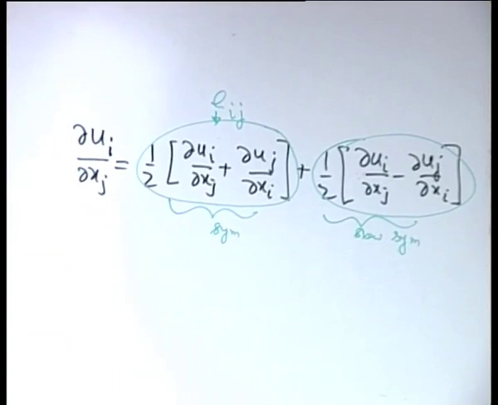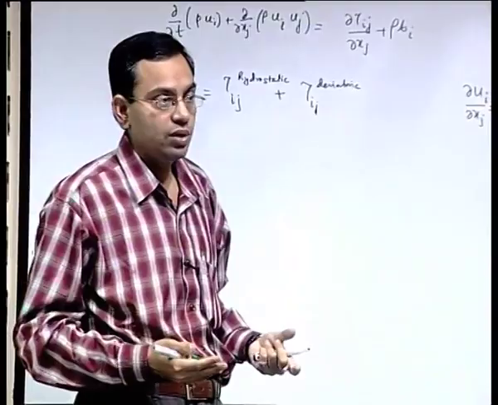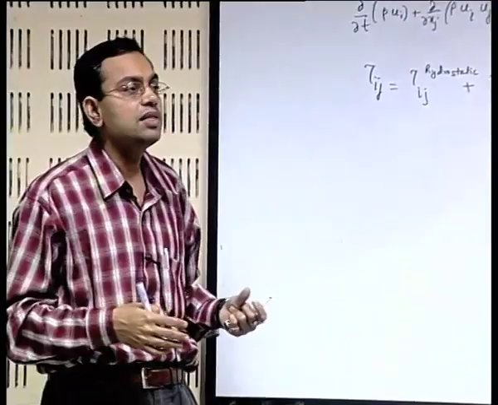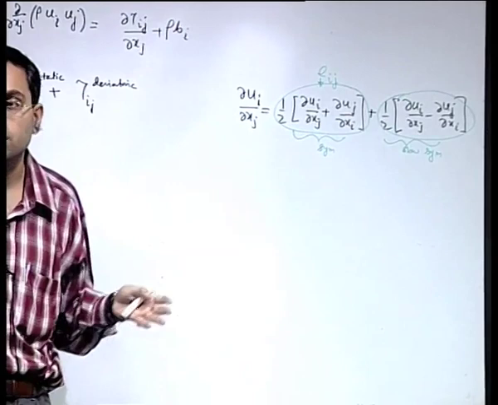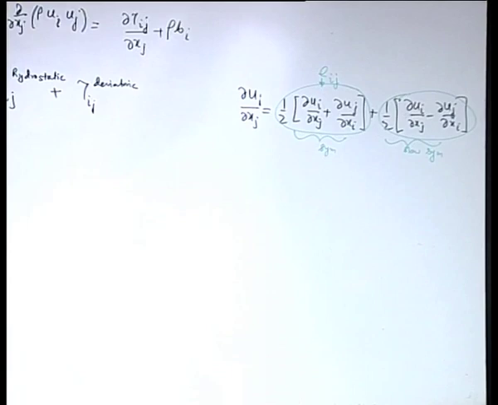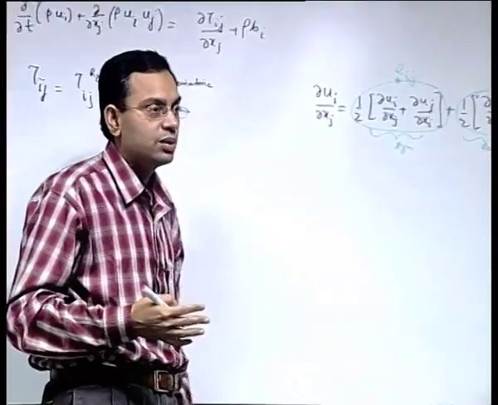Now, how are they related? Is it a linear function? Is it a non-linear function? What type of function? It depends on the nature of the fluid. There are several fluids for which this relationship between tau deviatoric and E is a linear relationship. That is, the mapping between these two is a linear mapping or a linear transformation. For fluids in which the deviatoric stress tensor component maps linearly with the rate of deformation, that kind of fluid is called a Newtonian fluid, as a general definition of Newtonian fluids.